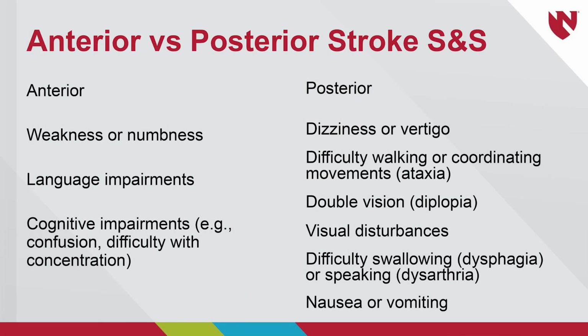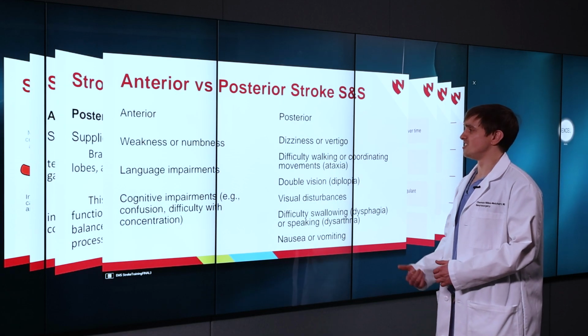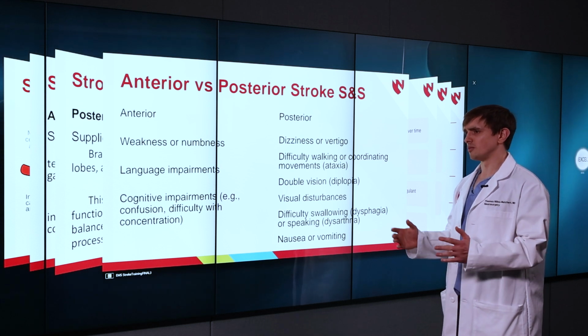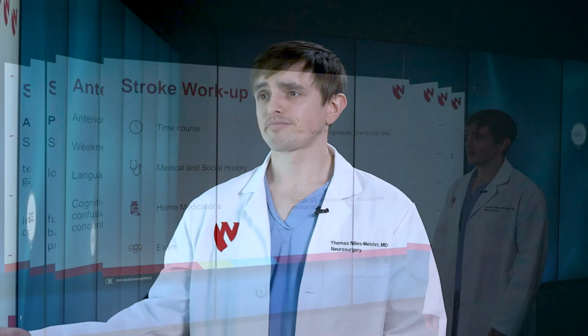The different functions that are supplied from these circulations give rise to different stroke symptoms if blood flow is cut off. Anterior strokes commonly manifest with weakness, numbness, language impairments, or cognitive issues, whereas posterior strokes manifest with subtle symptoms such as dizziness, difficulty walking, or difficulty with coordinated movements, sometimes double vision or visual field deficits. It can also manifest with nausea, vomiting, and difficulty swallowing, or even difficulty speaking.